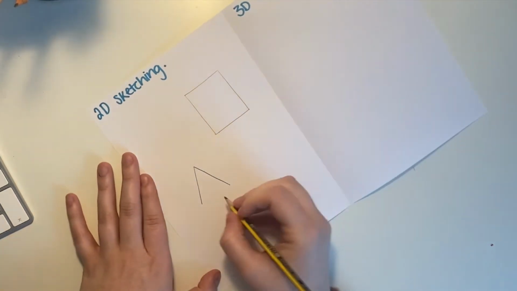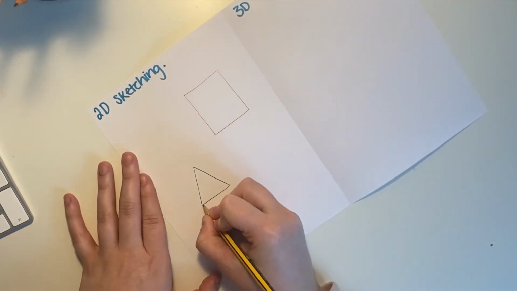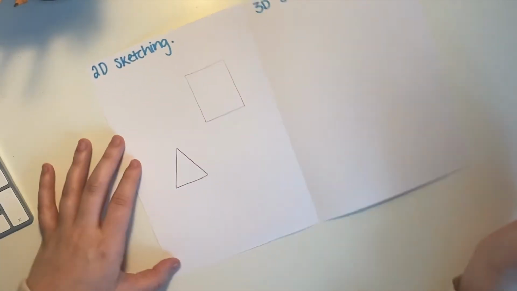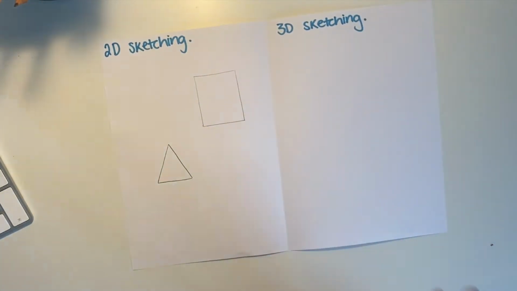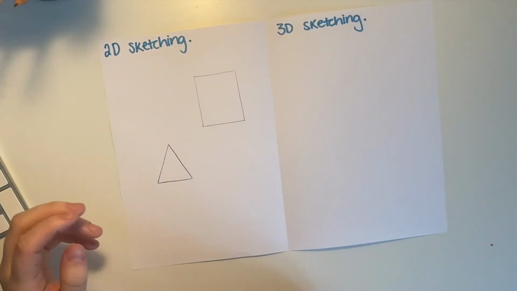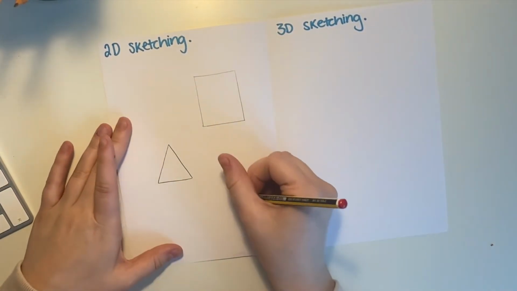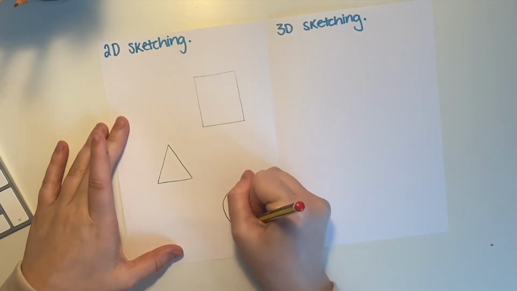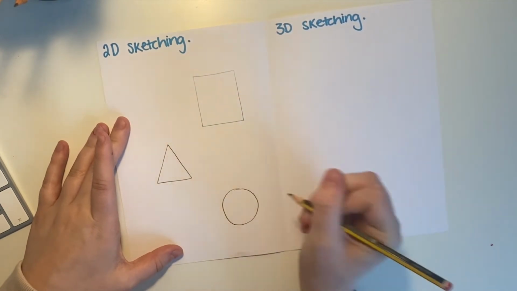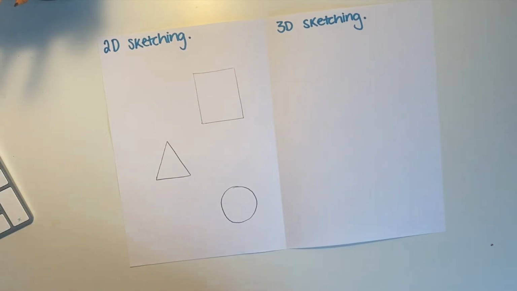That's another thing about this. We don't want to be using any rulers. We want this all to be freehand. Sketching is always meant to be messy, okay? It's meant to be a quick little process to visualise your ideas. It's not meant to be perfect. And then I'm going to draw a circle down here. So we've got our 3 shapes, okay?